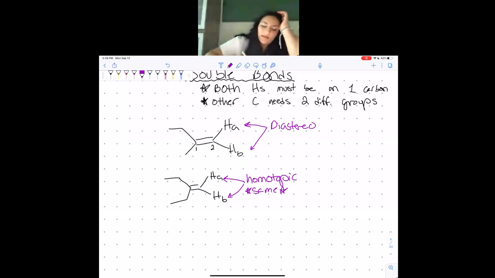Now, could you go over that one more time? Yeah, no worries, of course. So basically, the two rules are both hydrogens must be on the same carbon, and we need two different groups on the other carbon. So here we have an ethyl and a methyl, but here we have two ethyl groups. So they are exactly the same. There's a line of symmetry. So that means these hydrogens are also symmetrical to one another. Okay, I see it. Thank you.